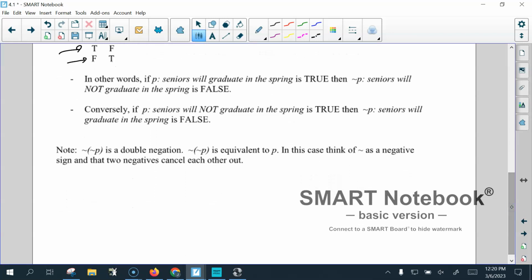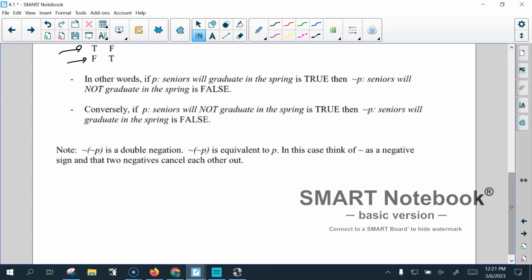So in other words, if P, seniors will graduate in the spring, is true, then not P, seniors will not graduate in the spring, is false. Okay? So we have the true statement and the false statement. Conversely, if seniors will not graduate in the spring is true, then not P, seniors will graduate in the spring, is false. Okay? So the negation of a truth is false and the negation of a false is true.